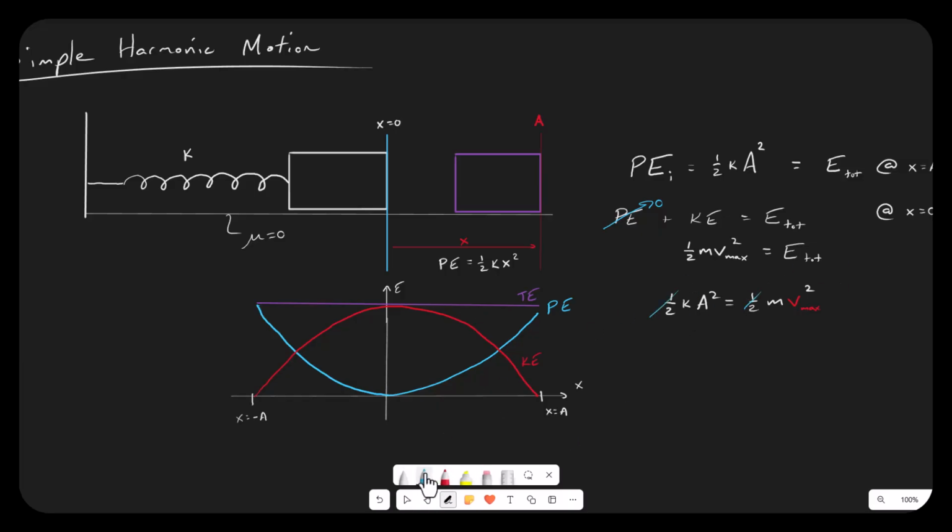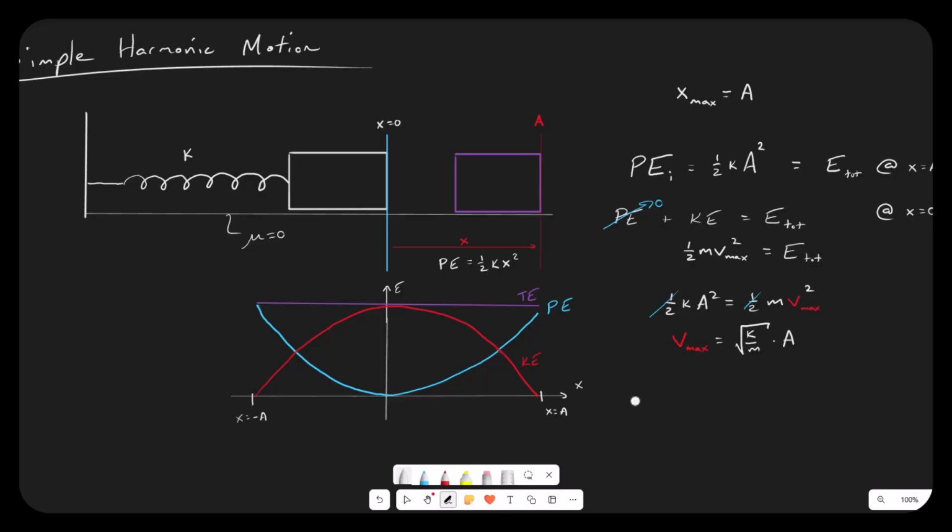My halves go away, and I get that my Vmax is equal to the square root of k over m times the amplitude. Well, that's helpful. Maybe I can get some more values like this. What else can I get? My maximum position, well, that is just the amplitude, so that's convenient.